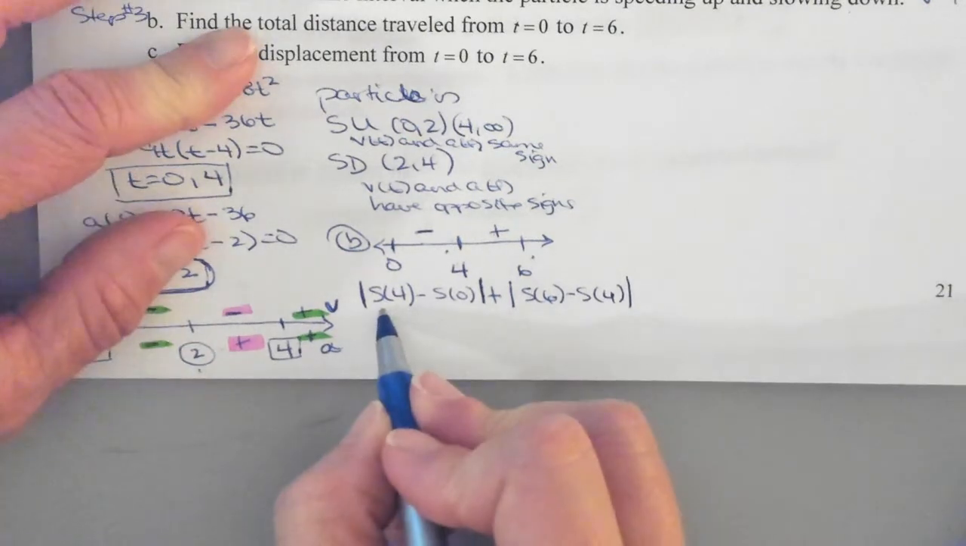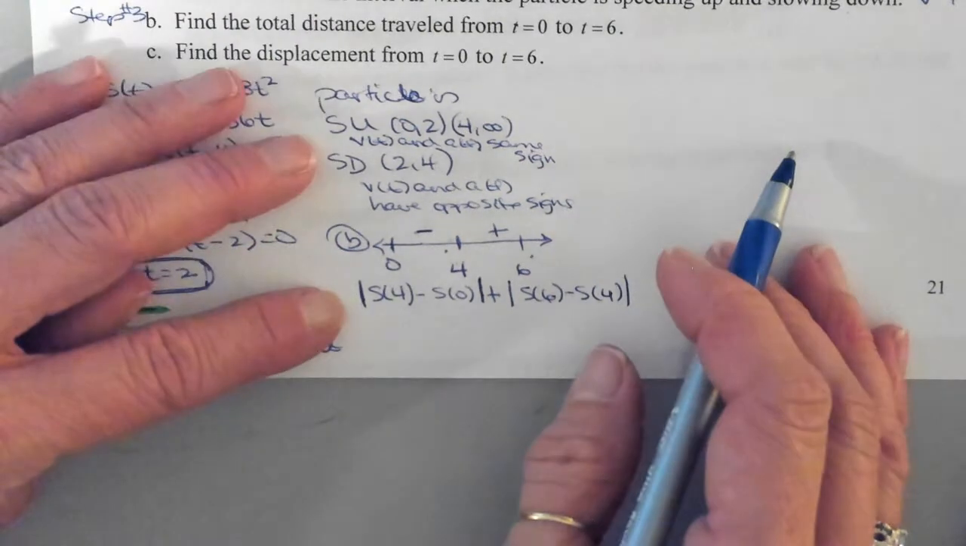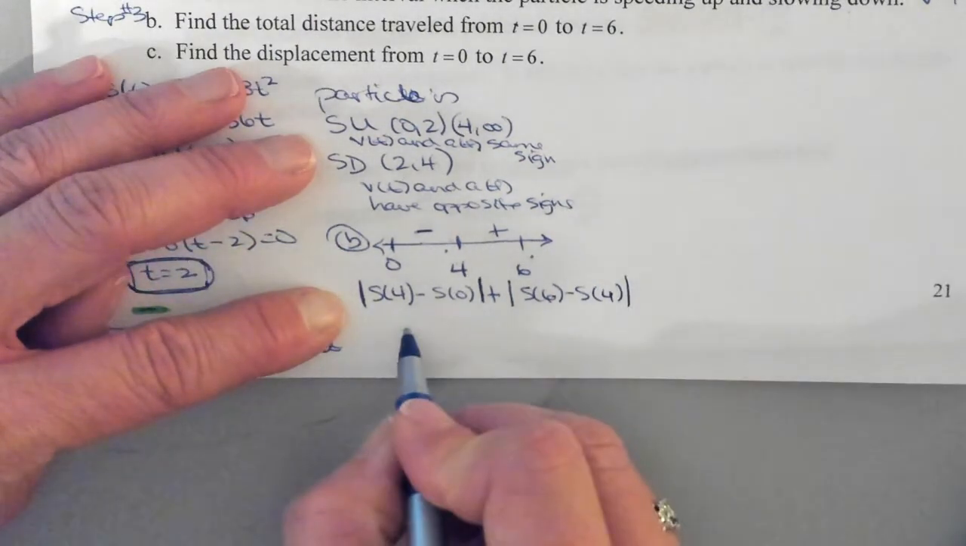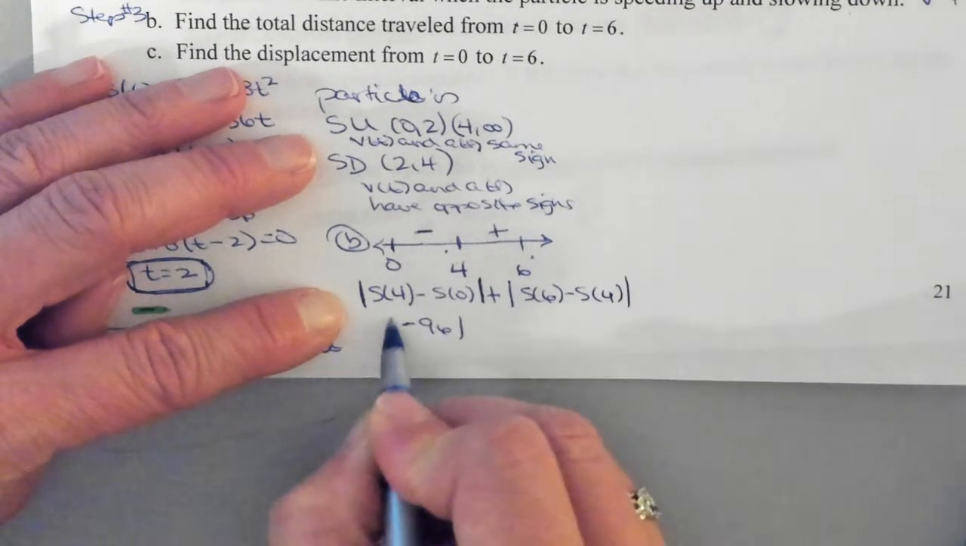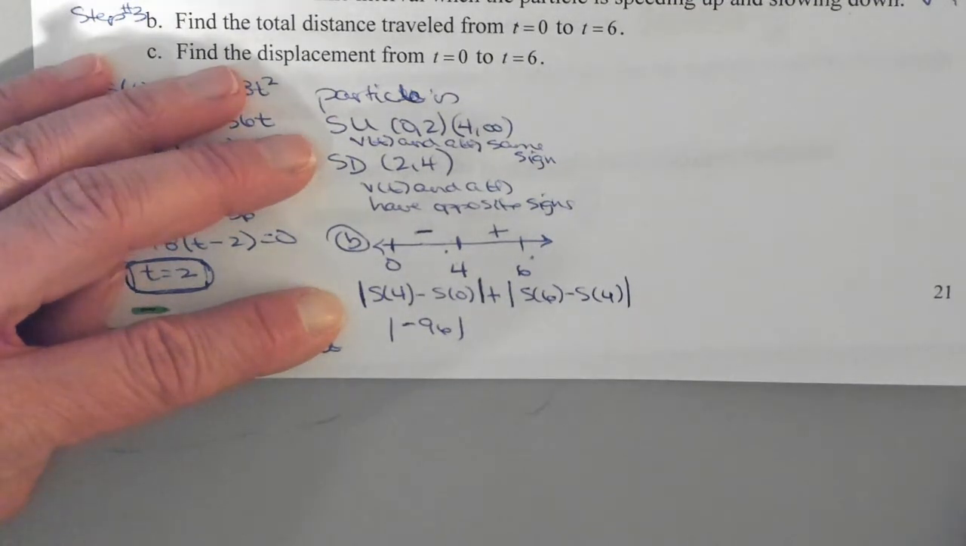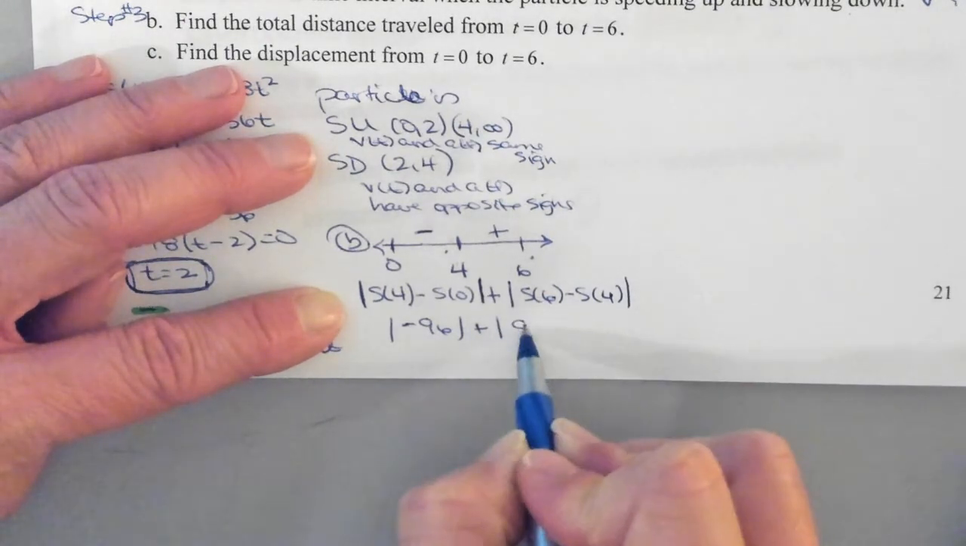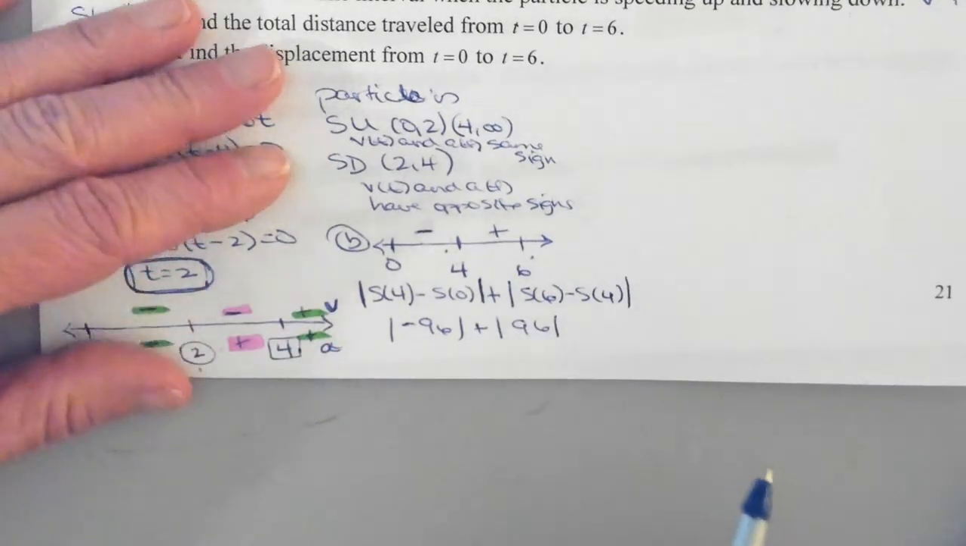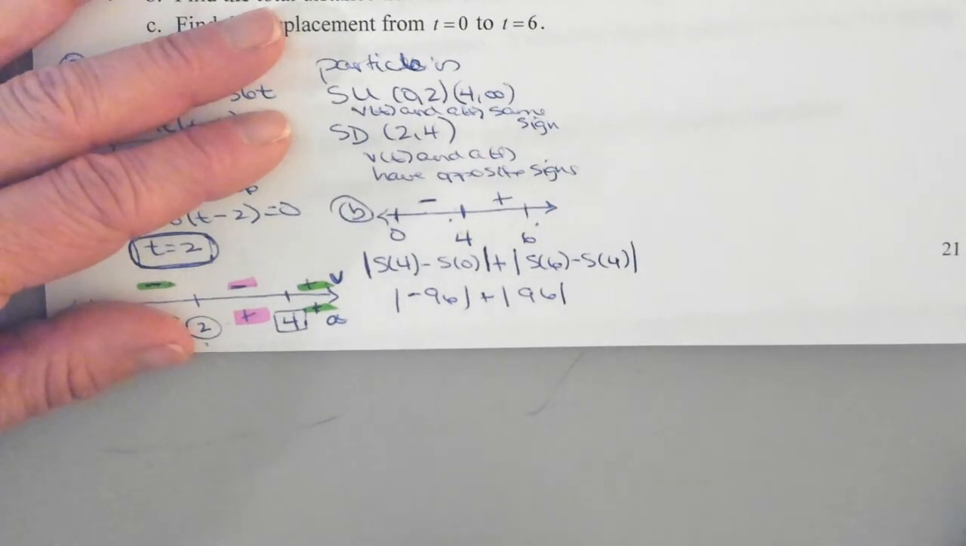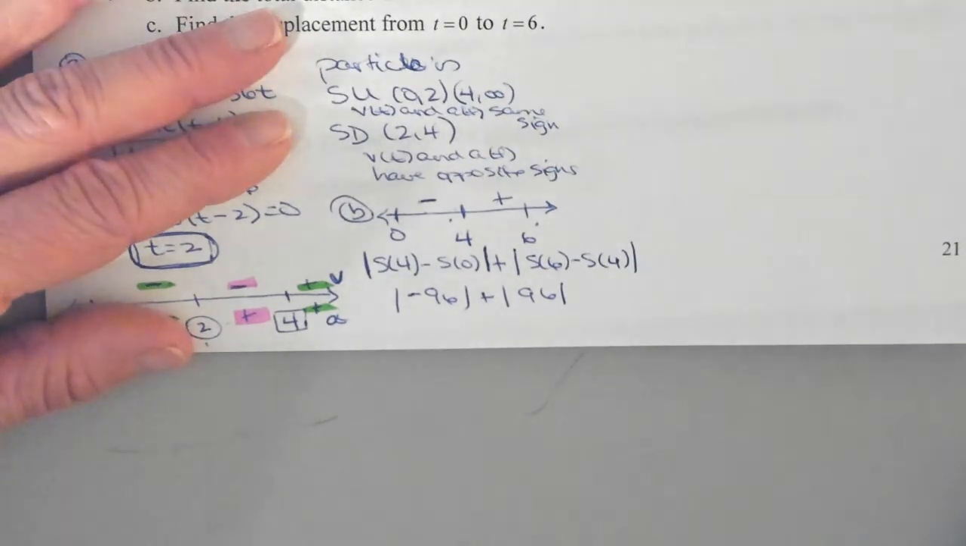Just to save time, this comes out to negative 96, plus it just so happens that this comes out to positive 96. That's a coincidence. It won't always happen, and you will have to evaluate it, because I won't say, just to save you some time.